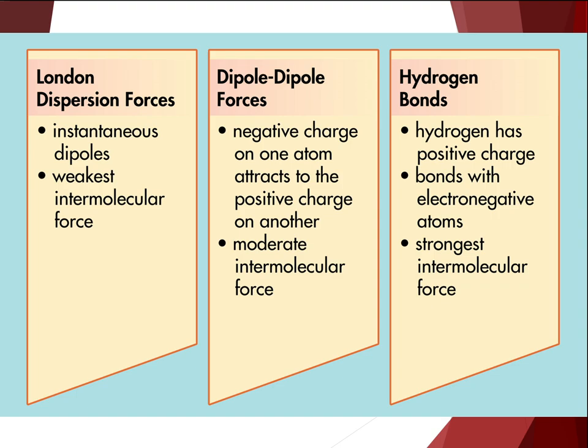And because electrons are always on the move, at any particular instant they may be unevenly distributed. This causes an instantaneous dipole, which creates very weak attractions between molecules. These are known as London dispersion forces and are the weakest intermolecular force. These forces can arise even in a completely nonpolar molecule.